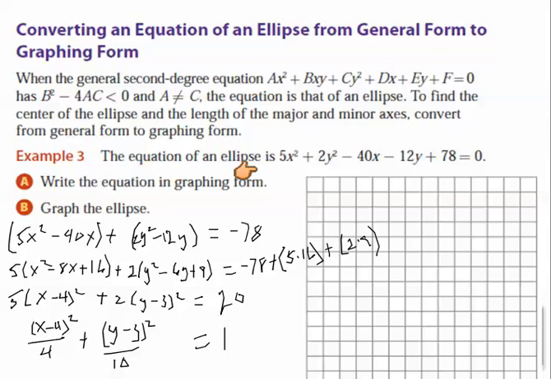Let's look at this one. What I'm doing with this one is they're telling me it's an ellipse, but if I didn't know, I could take the B squared minus 4AC.